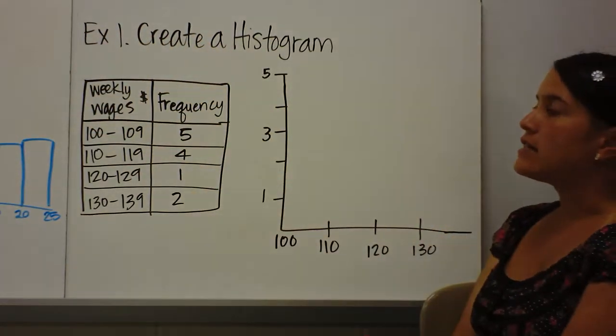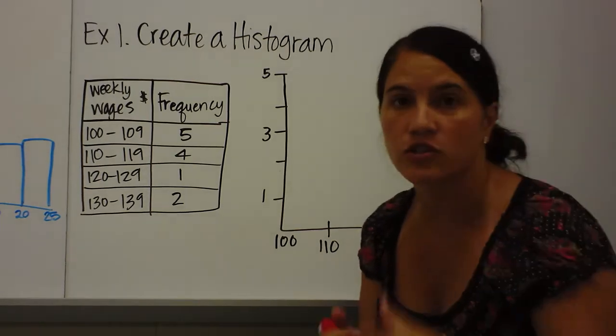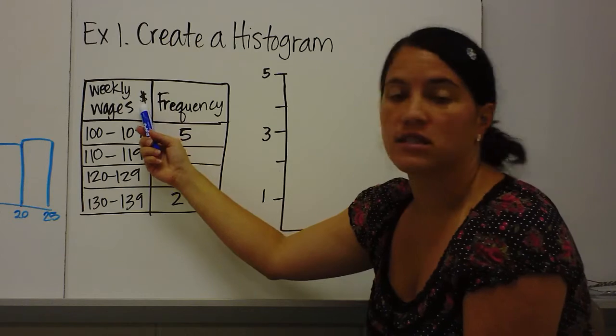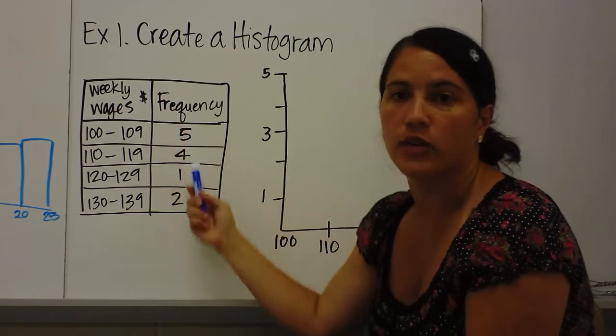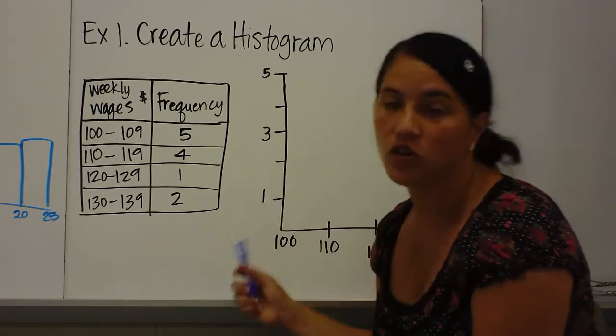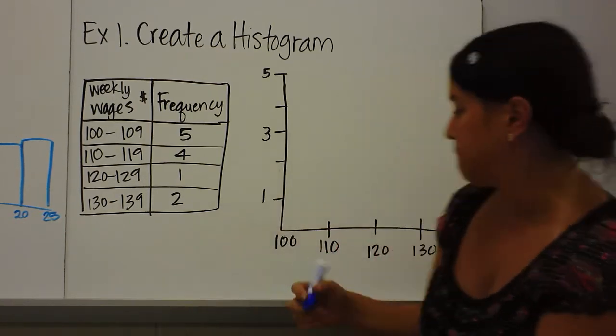All right, create a histogram. I'm going to show you how to create a histogram. We talked about frequency tables. These are weekly wages, the money you earn a week, and then the frequency, how many times that money is earned. And we're going to put it in a histogram. I've already created it, so pause it and copy it down.